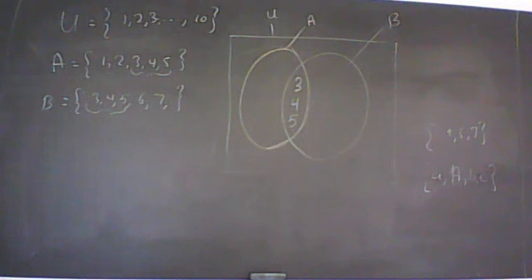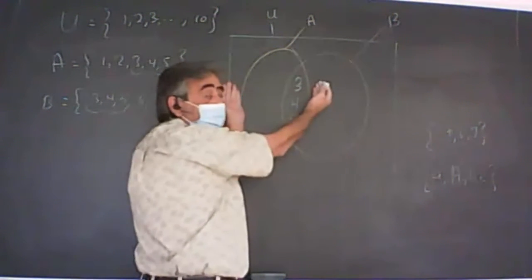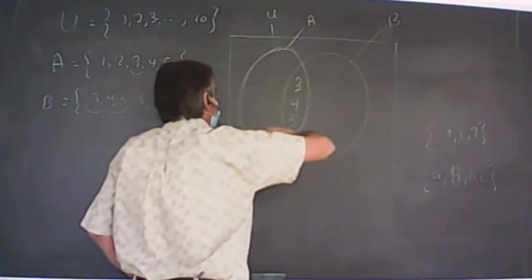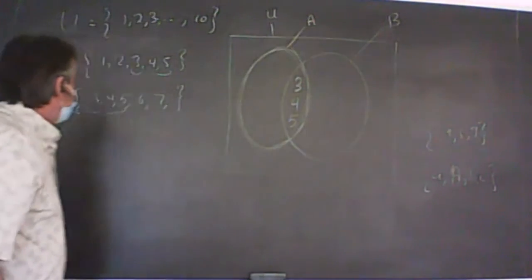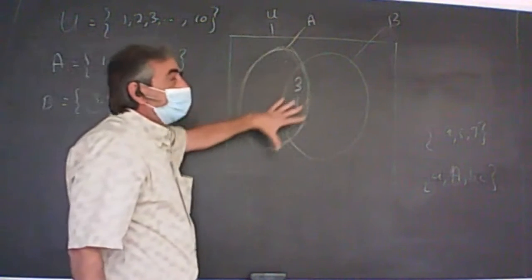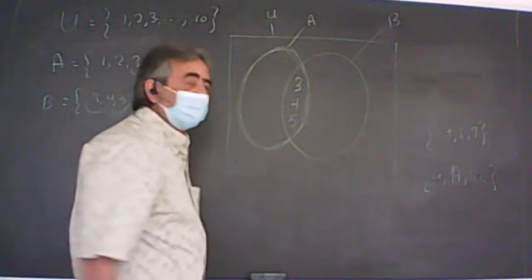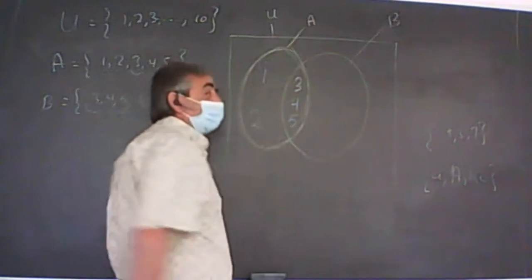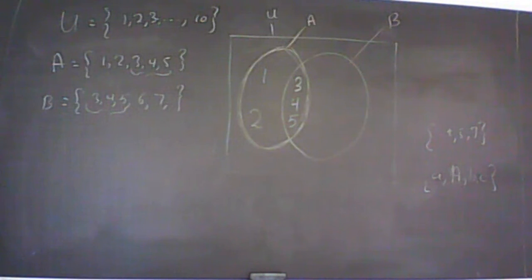So now I need to write down the missing numbers from A. If I look at the circle A now, ignore everything else, just look at the circle A, which is this portion over here. This area must contain the numbers from 1 to 5. But this region already contains 3, 4, 5, so I'm still missing 1 and 2. And they only belong to A. So I'm going to put them in the circle where A is, where A alone is. Yeah? Has nothing to do with B.